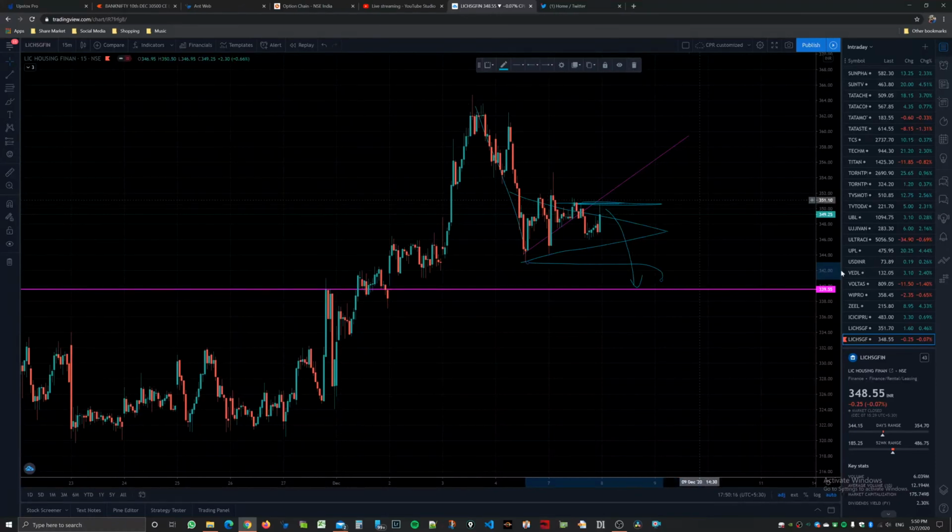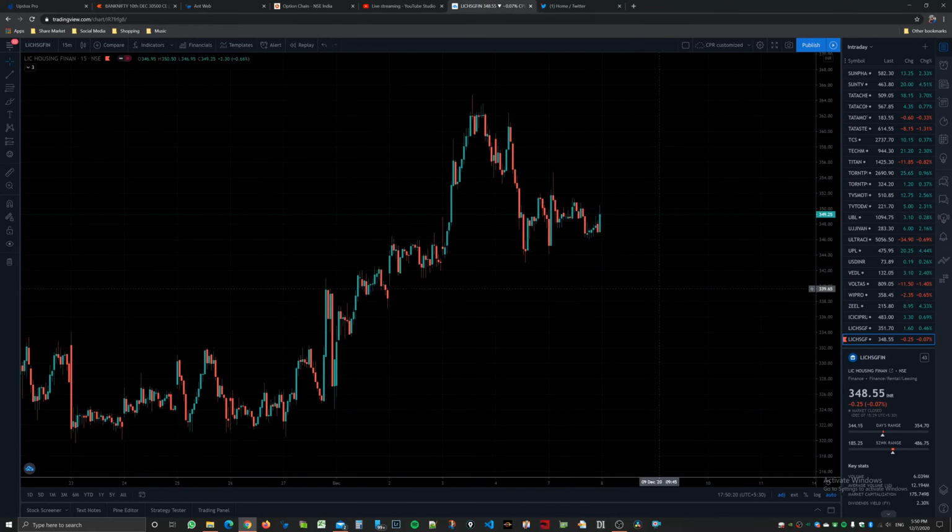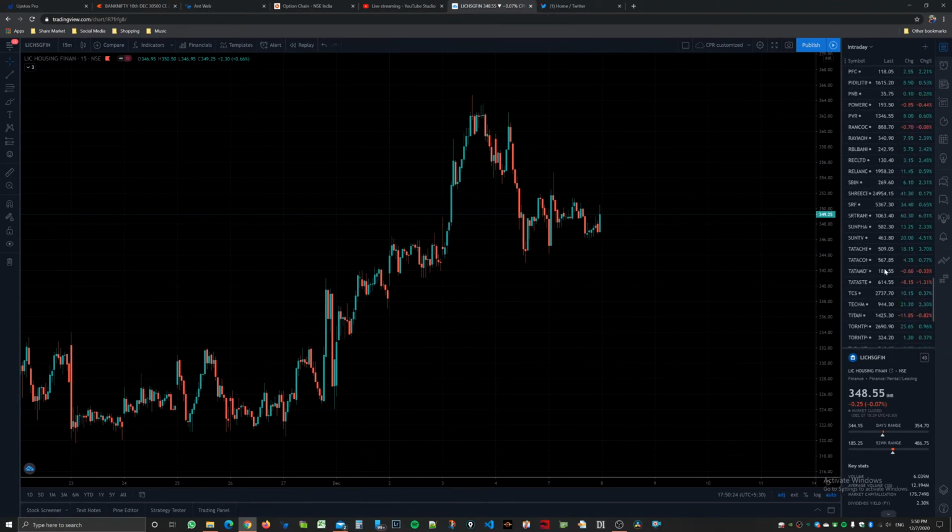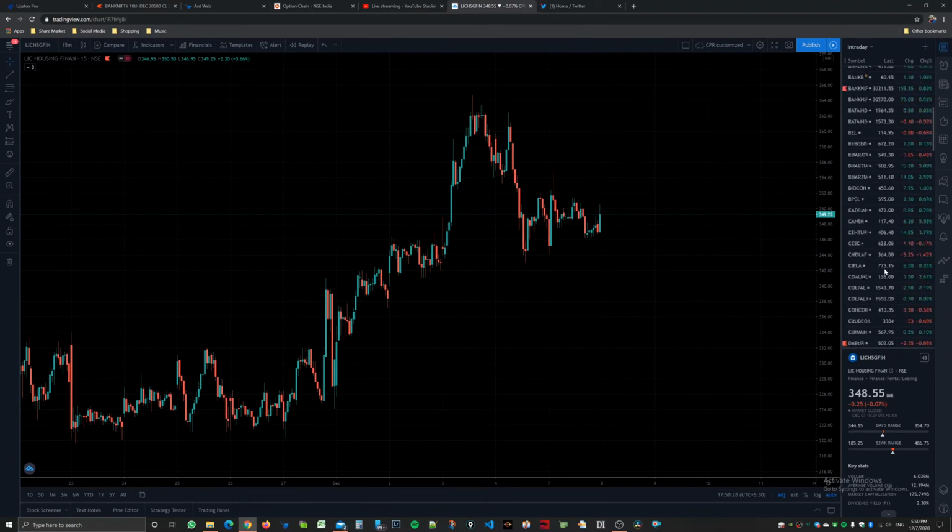Okay, so yeah, that's about the stocks. So these are the stocks you can keep an eye on for tomorrow, and let's see tomorrow how these things performed also. And now coming on to Banknifty.